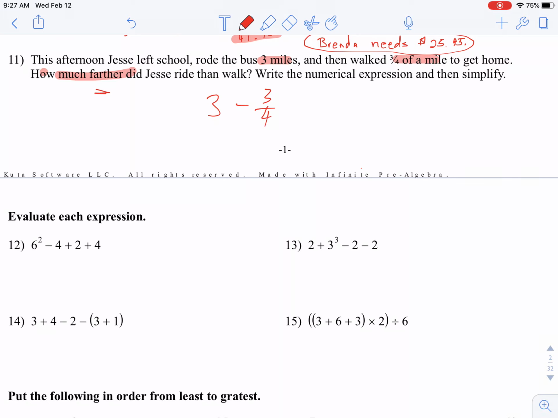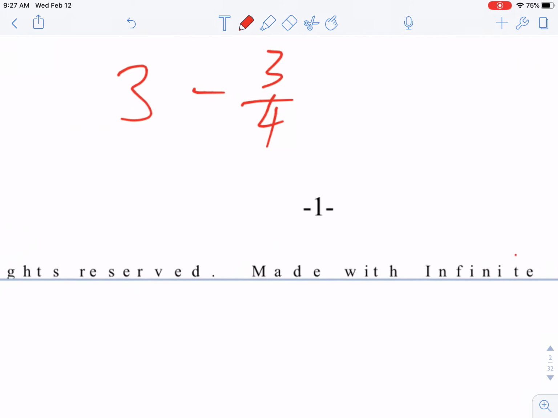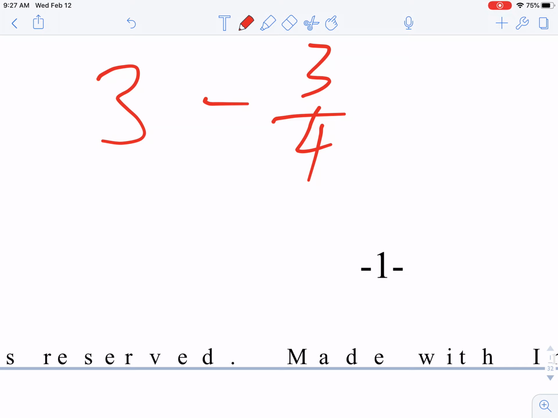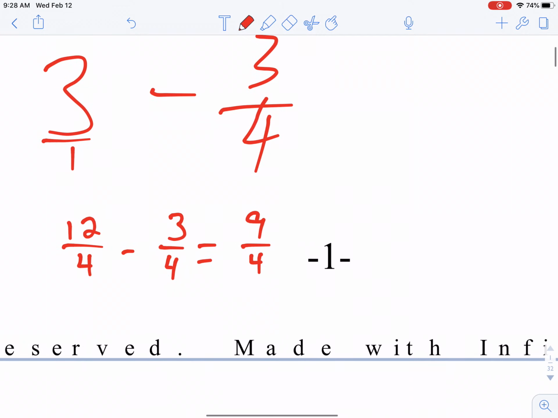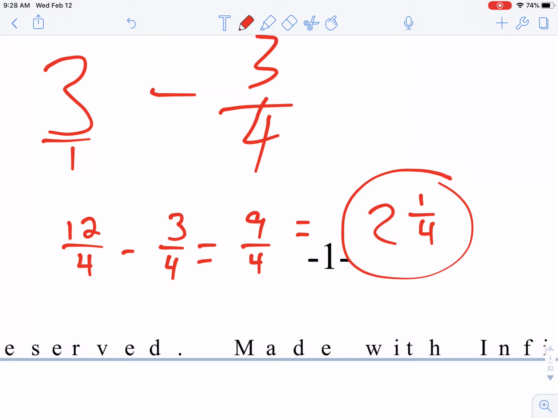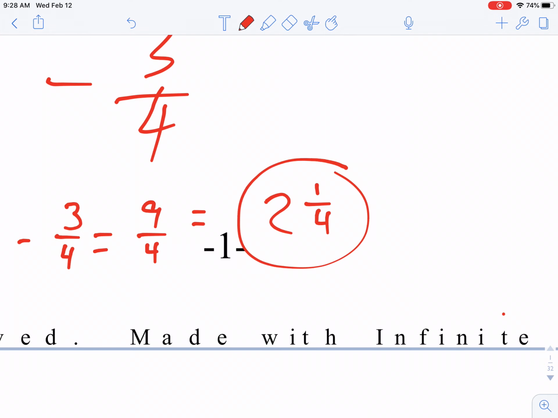3/4. Again, I'm going to change these to improper fractions because I think it's easier to work like that. So 3 is going to become 3 over 1. And then remember, when you subtract, you have to have a common denominator. So 4 is the common denominator. This is going to become 12 over 4 minus 3 over 4. Now, if we just work that out, 12 minus 3 is 9. The 4 stays the same. Now, I want to change this back to a mixed number. So 4 goes into 9 2 times, and then that leaves me with 1/4 left over. So he rode 2 1/4 miles further than he walked.